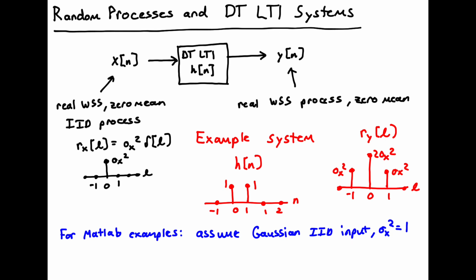And we previously showed that the output will be a real wide-sense stationary process with zero mean and with this autocorrelation function. So the autocorrelation outside of lags plus and minus 1 is equal to 0, and this is what it looks like for lags minus 1, 0, and 1. Now, I'm going to show you some Matlab examples, and we're going to assume that we have Gaussian IID noise. So here we didn't have to assume anything about the process other than it was the same distribution at each time point. Here we're assuming it's Gaussian for the examples, and that sigma x squared will be equal to 1.